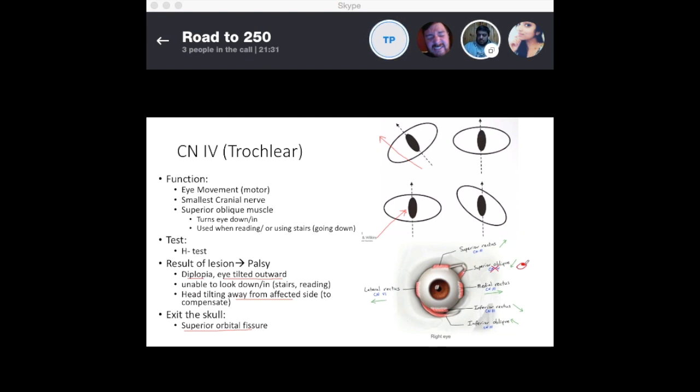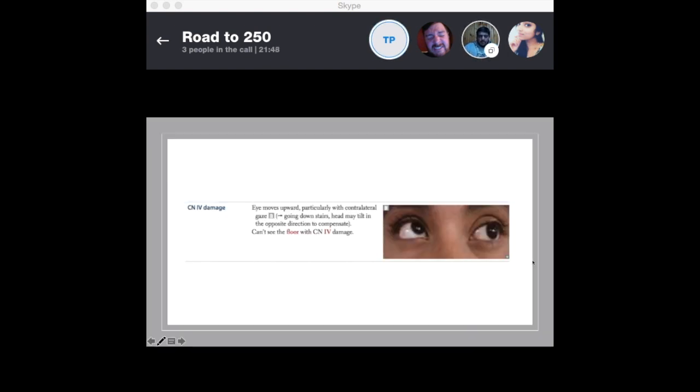So this here is what you would see if you have a cranial nerve 4 defect. Your pupil will be upwards and out, because normally it's holding that to go down and out, but when you lose it, it goes up and out. So if you have cranial nerve 4 damage, your eye moves upwards, particularly with the contralateral gaze, so going down the stairs, and your head will tilt in the opposite direction to compensate. So a way you can remember is: can't see the floor with the 4 damage. Cranial nerve 4 damage, so something you can use.